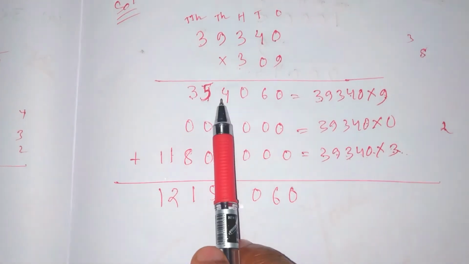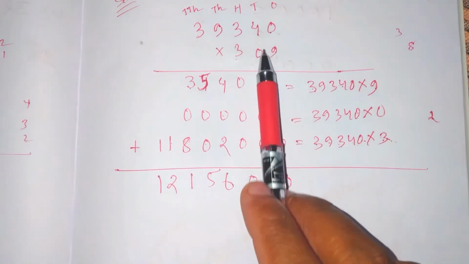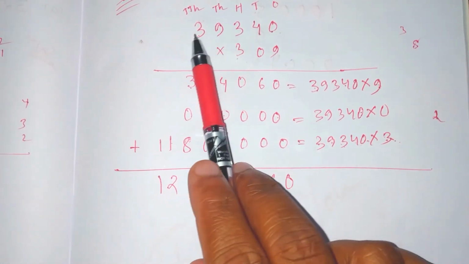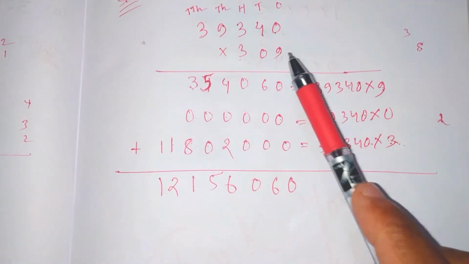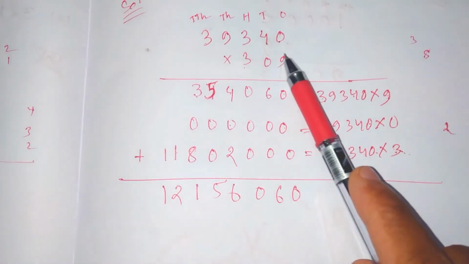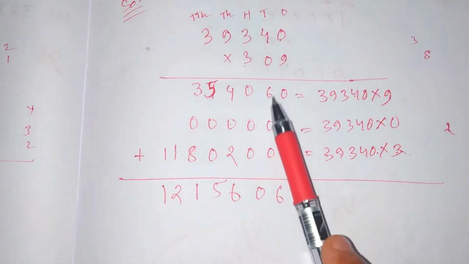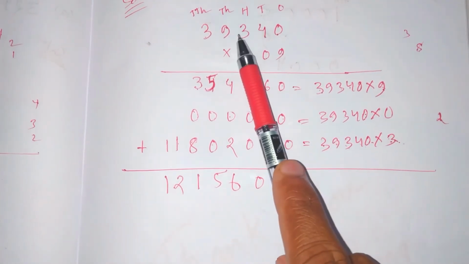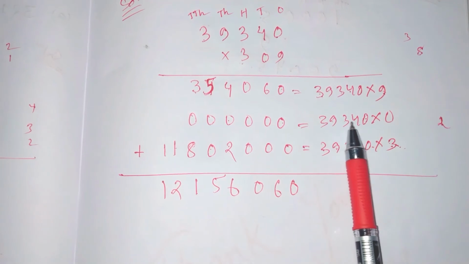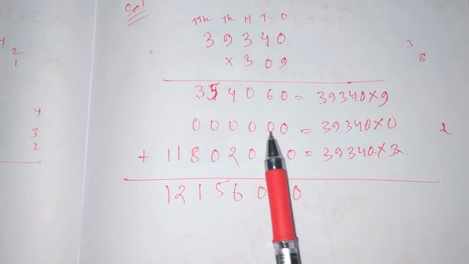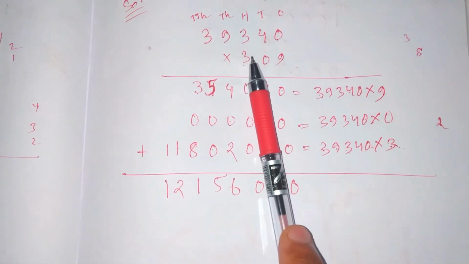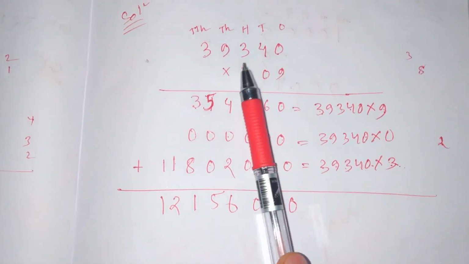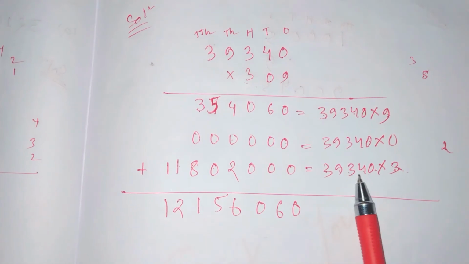Now the 0 will be multiplied with all the numbers. Again a 0 will be there because you have already used the ones position number. So the 0 row will be 1 2 3 4 5 zeros, which I have written. Then you have the 100 position number 3, and if you want to multiply this one with 39340, you have to put 2 zeros at first.